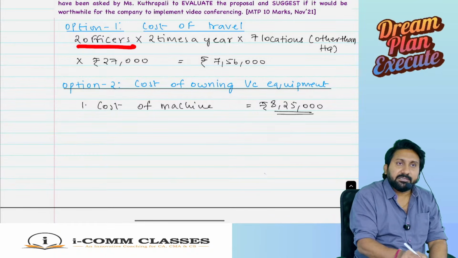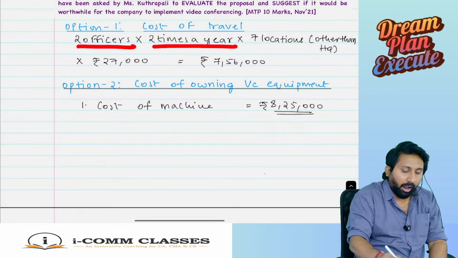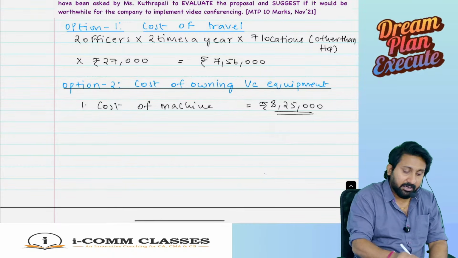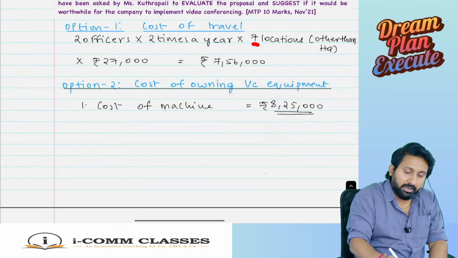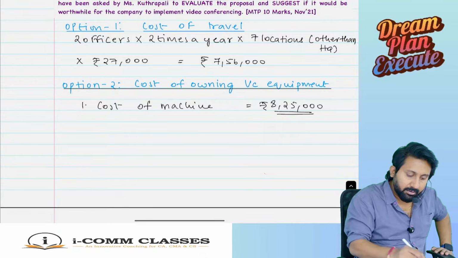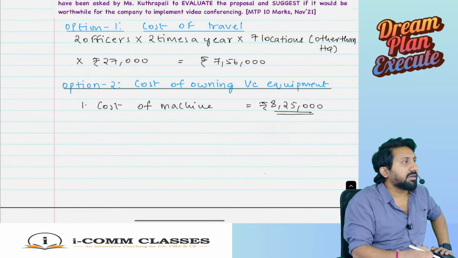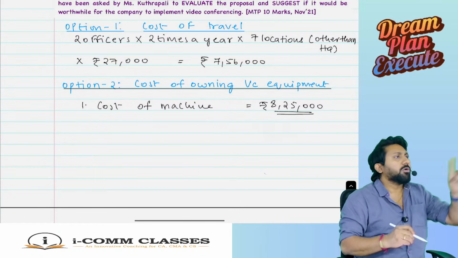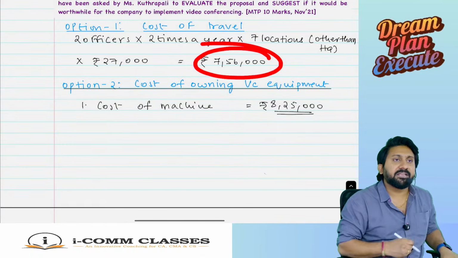Start. 2 officers, 2 times a year, from 7 different locations, with the 27,000 travel cost, will give you how much cost? Question number 1. Is revenue expenditure or capital expenditure?